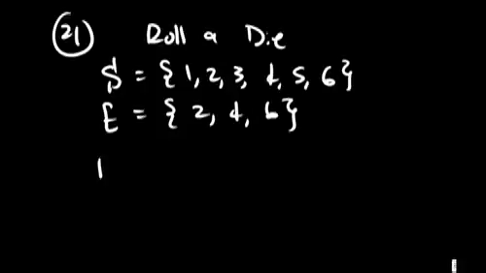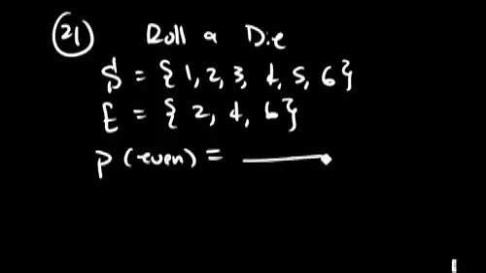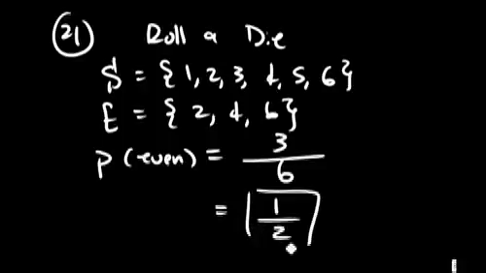So the probability that you roll an even number is the number of outcomes associated with rolling an even number, which is 3, divided by the total number of possible outcomes, which is 6. You can reduce this fraction to 1/2, which is your answer.